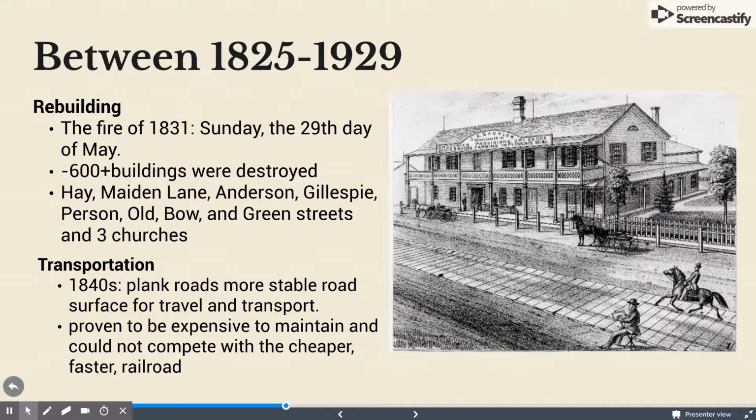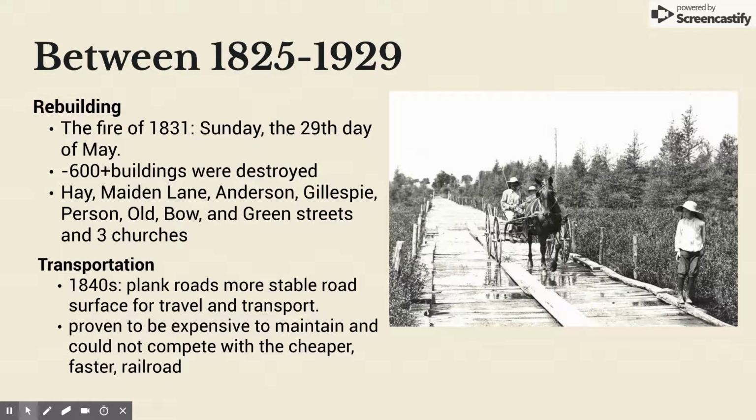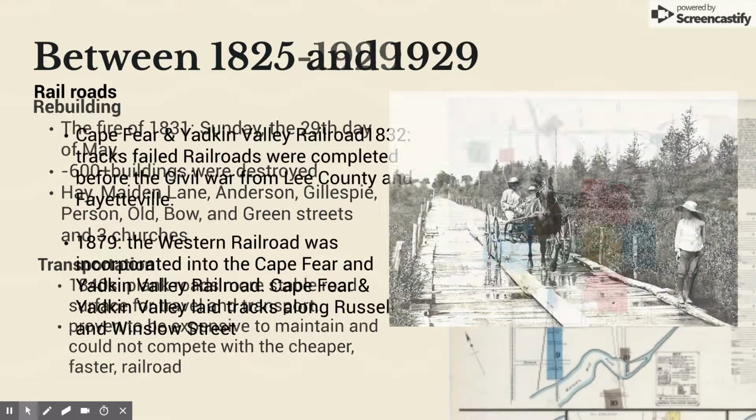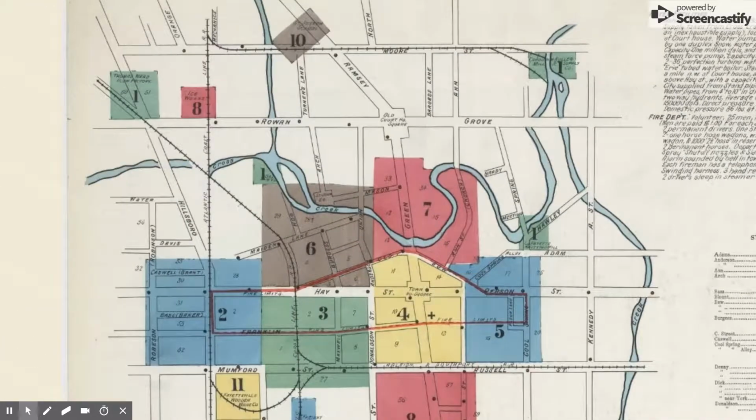Like I said before, they used plank roads all the way until the 1930s, and I hate to say it, but Fayetteville really didn't get into the railroad systems until around World War One. This is actually how they got around. You can see the development here in this picture. This is actually downtown Fayetteville, and where they actually put the railroad systems.